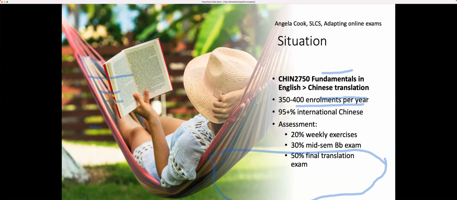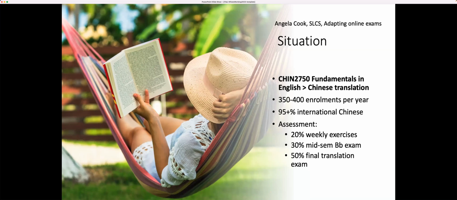Right. So a couple of weeks before the beginning of semester, I was just lying around, relaxing, twiddling my thumbs, thinking, oh, ho hum, haven't done much course redevelopment in the last 3 years. And then all of a sudden, 2 weeks before the start of semester, I heard about ChatGPT and I thought, oh, great. This gives me just the impetus I need to do a major overhaul of one of my courses. So I'm going to talk a little bit about Chin 2750 Fundamentals in English to Chinese Translation, which attracts close to 200 enrollments per semester.